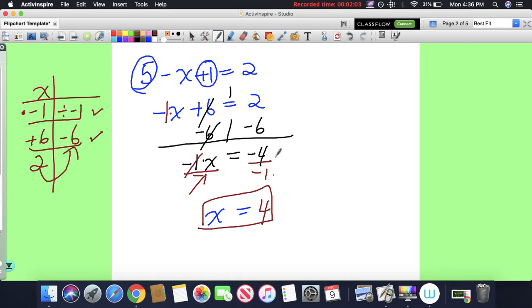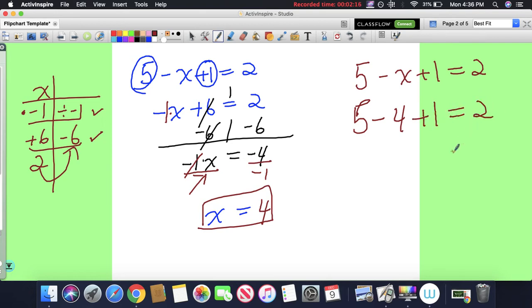So x equals 4. Substitute. So 5 minus x plus 1 equals 2. We're going to replace the x with the number 4. So we're going to get 5 minus 4 plus 1 equals 2. Order of operations, 5 minus 4 is 1. And then if I add the other 1, does that equal 2? Yes, it does. There is my whole problem.